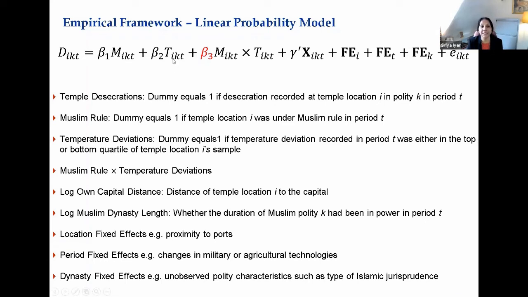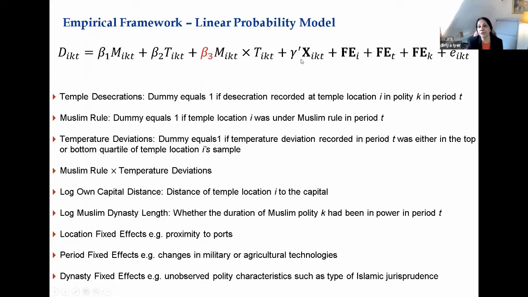We've got temperature deviation. Our temperature variable is a dummy which equals 1 if the temperature deviation recorded in period t was either in the top or the bottom quartile of temple location i's sample. What that actually means is that you're looking at the temperature in a particular location in a decade relative to the temperature across the entire period of study. The main variable of interest, of course, is beta 3. That's looking at the probability of temple desecration under Muslim rule in a period of a large weather shock.